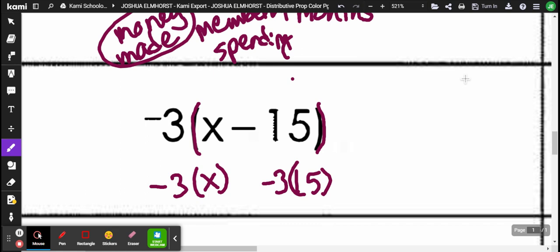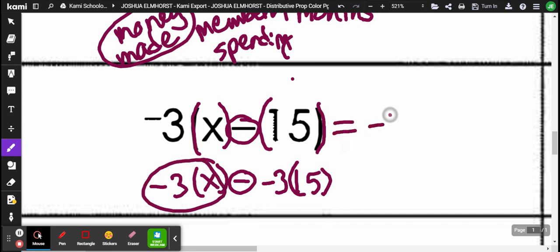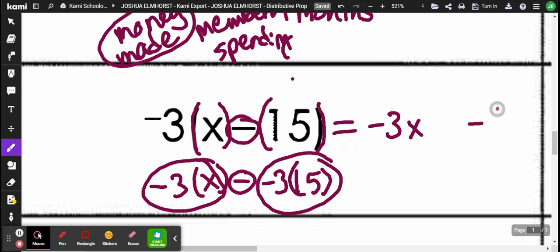Okay, continue with the next example. So there's x inside the group and 15. So we're going to take them out of the group and then give both of them a negative 3. There's subtraction in the middle, so we're going to leave that in the middle. So now we have negative 3 times x. So whatever x is, it's being multiplied by -3. And then we have -3 times 15, which is going to be -45 with subtraction in the middle.